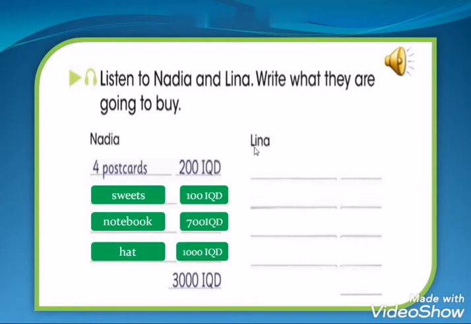Lena is going to buy one thing. سوف تشتري شيء واحد. What is it? ما هذا الشيء? Good. She is going to buy honey, because her family, عائلتها, loves honey. تحب العسل. Very good. And the price is? Good. 3000 dinar. Very good. Now, let's move.